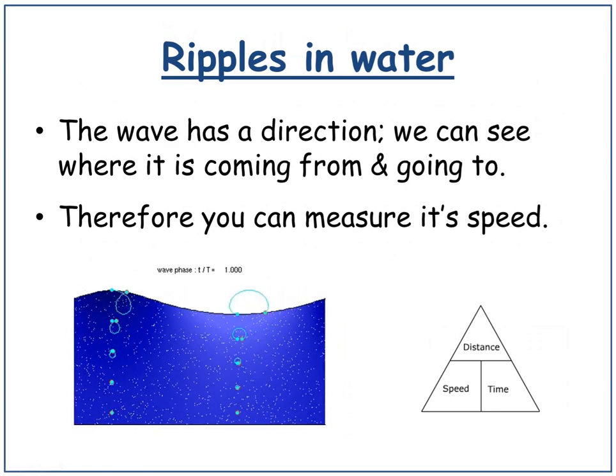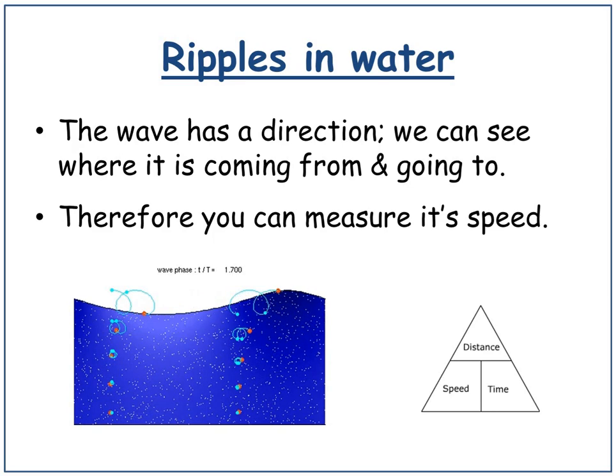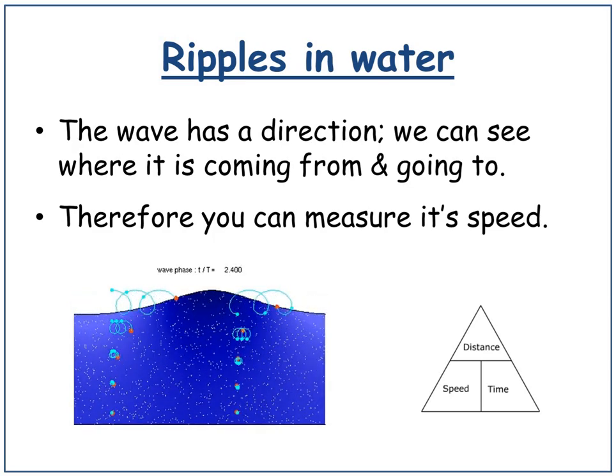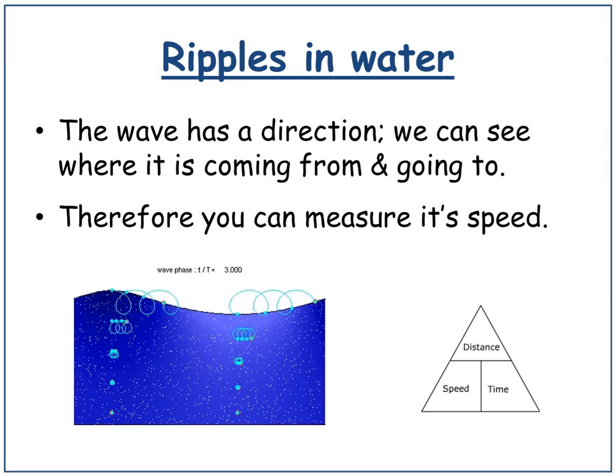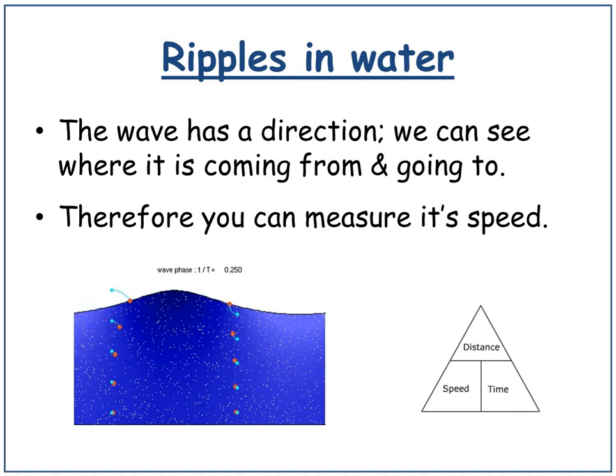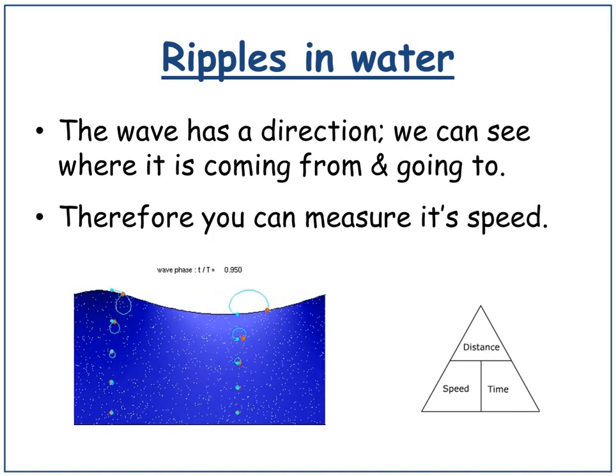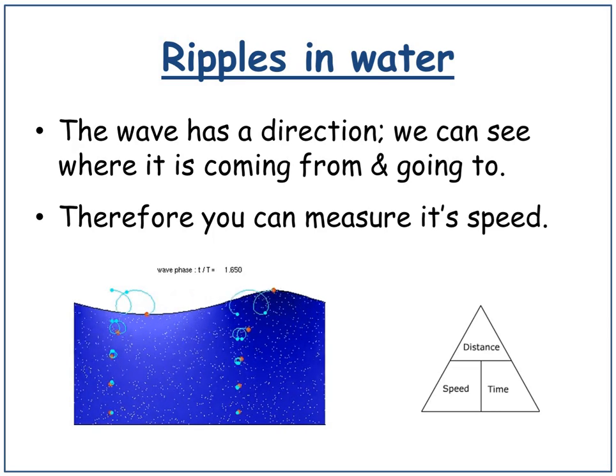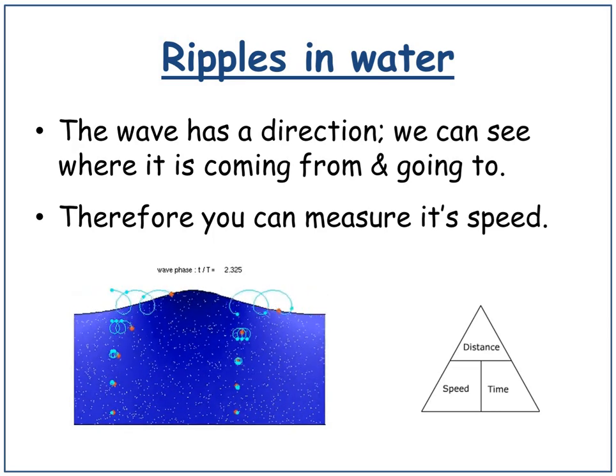So the wave has a direction, and we can see where it is coming from and where it is going to. Therefore, you can measure its speed. The way in which you measure speed is you measure the distance and then divide that by the time it takes to cover that distance.